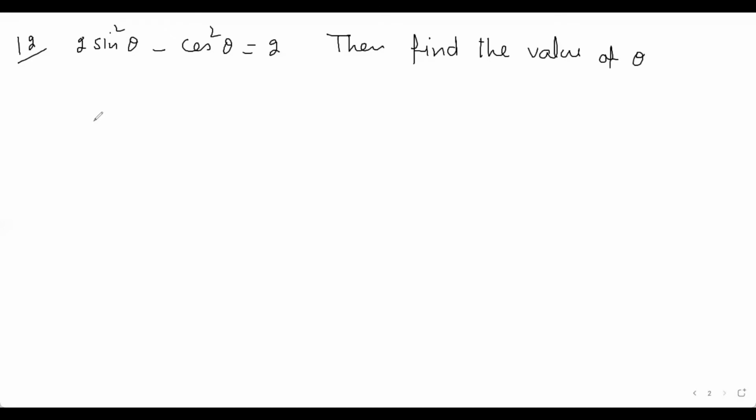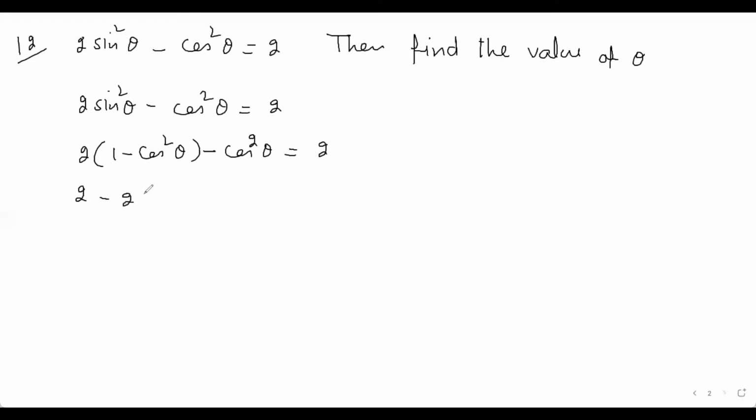Now the 12th sum. 2 sin² θ − cos² θ is 2. You have to find the value of θ. 2 sin² θ − cos² θ is equal to 2. Write sin² θ as 1 − cos² θ. So 2(1 − cos² θ) − cos² θ = 2, that is 2 − 2 cos² θ − cos² θ − 2 = 0. So −3 cos² θ is equal to 0.